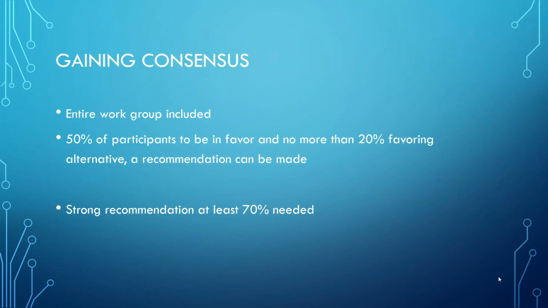Gaining consensus, this is always the fun part when you've got people voting on outcomes and what it is that you are going to accept and recommend or not recommend. For making a recommendation, it's the strength of the recommendation, and you want to go through and look at it. 50% of the participants need to be in favor of what you're proposing as a recommendation, and no more than 20% against the alternative, which would be either to intervene or not intervene based on what you're doing. Strong recommendations do require at least 70% of the work group to vote for it.